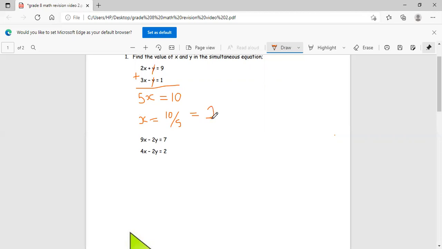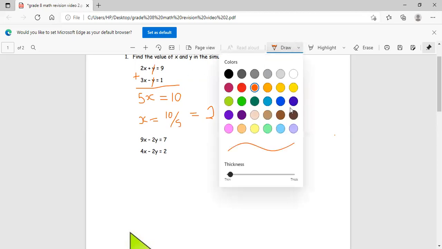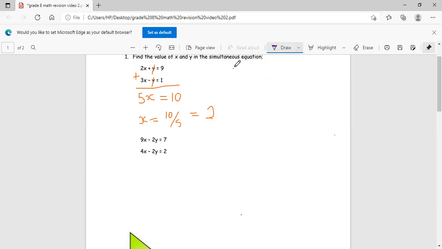That is my x. But remember, I'm looking for x and y. I've found only x, so I have to find y also. So I go back and choose any equation I like. You know, these are two of them. This is equation 1, this is equation 2. So I will choose only any one. You can choose the first one or the second one. I like to choose the second one. So the second equation says 3x minus y is equal to 1.